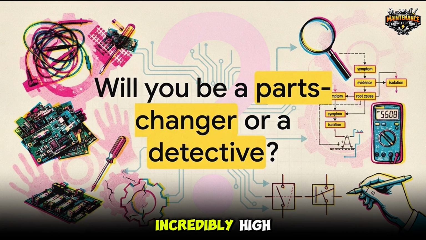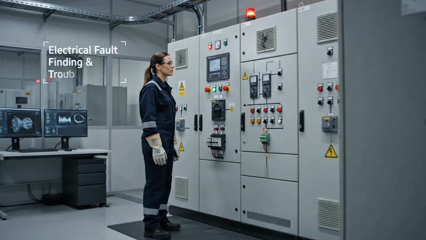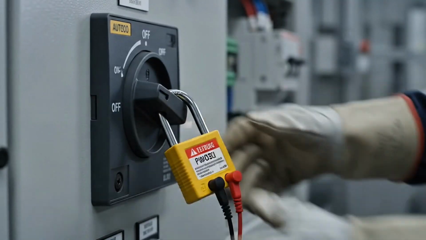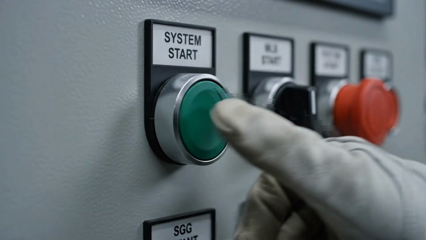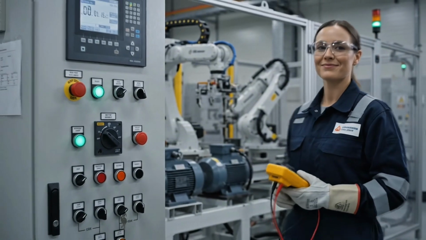The stakes are incredibly high, and these systems are wildly complex. So, the next time the plant goes dark and the alarms are blaring, how will you approach the fault? Will you be a frantic parts changer just guessing at a solution, or will you be the calm, systematic detective who actually solves the case? Electrical fault finding starts with safe isolation, systematic testing, accurate diagnosis, and correcting the root cause.